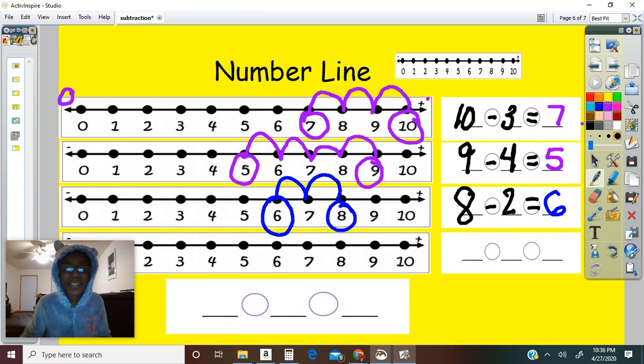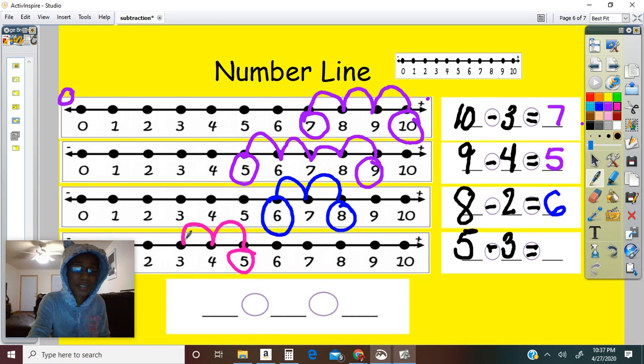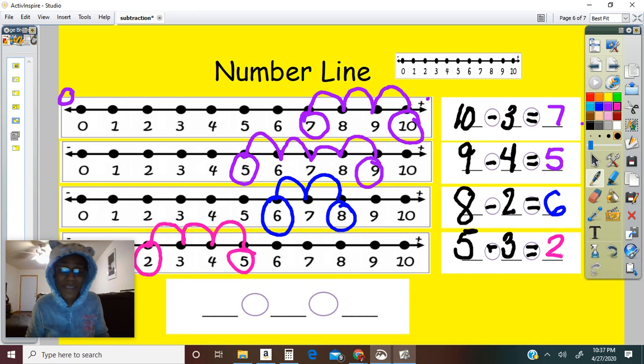Last one. I bet you guys know this one. Awesome job. You got it. Start at the number 5 and make 3 jumps. 1, 2, 3. That puts us at 2. So we know that 5 minus 3 equals 2.